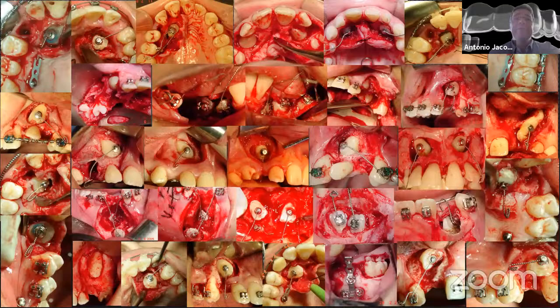Whenever you have impacted teeth and you want to bring them into the mouth, you need to bond an attachment, an eyelet, or a bracket to the tooth. So at this moment, it's very important that the orthodontist is present within the surgery, helping the surgeon. Okay.